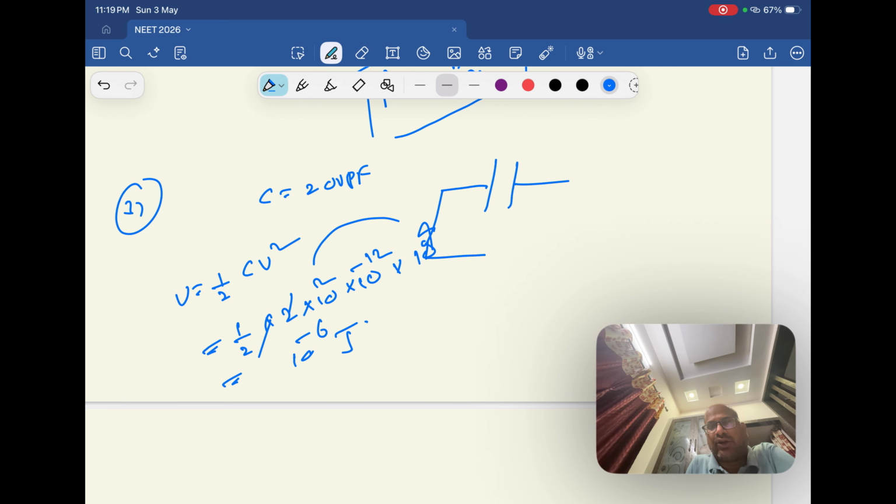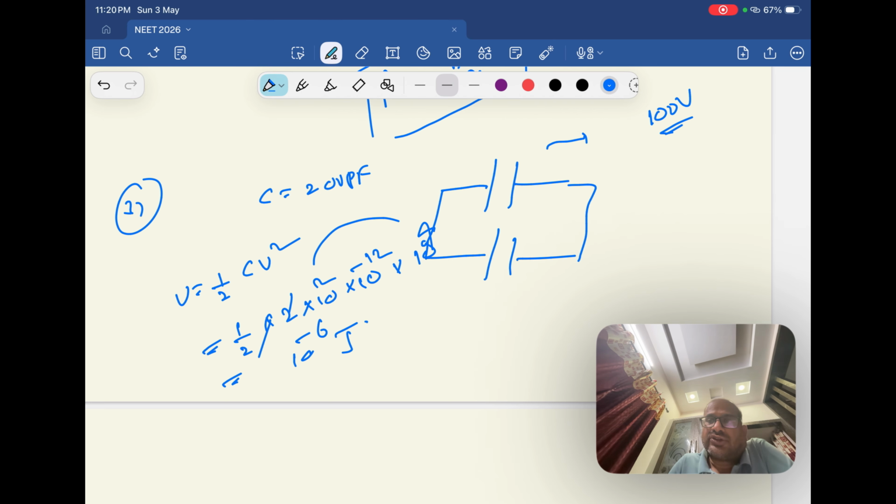Now when it is connected to another uncharged capacitor, what potential will it be charged to? C is equal to Q by V.